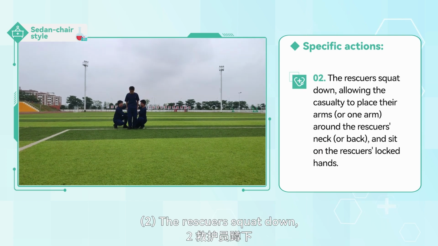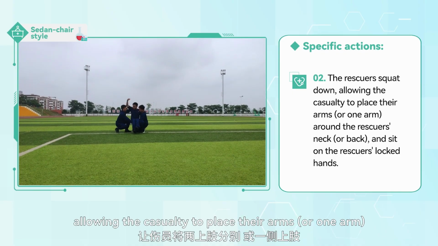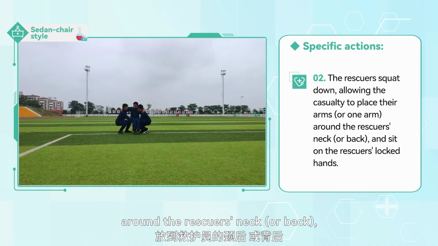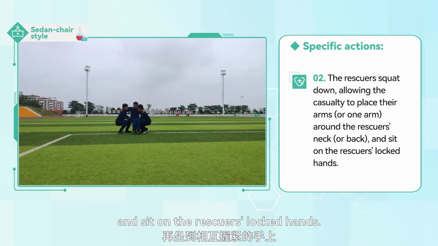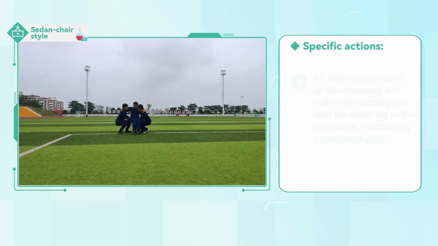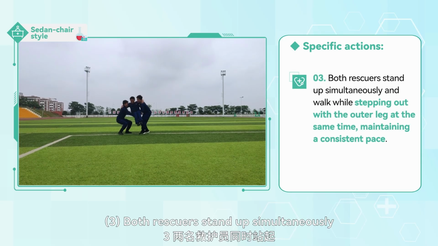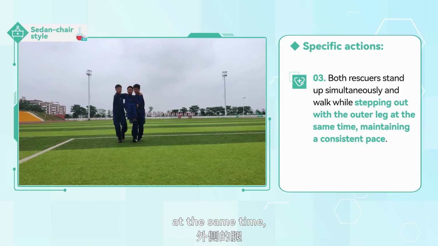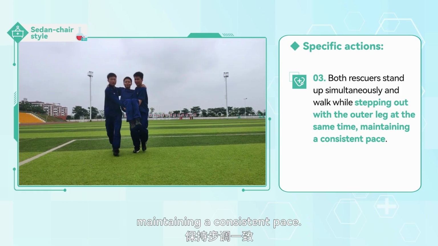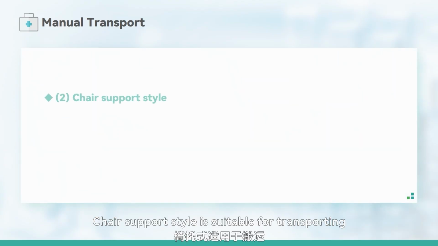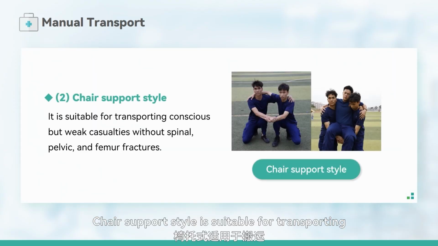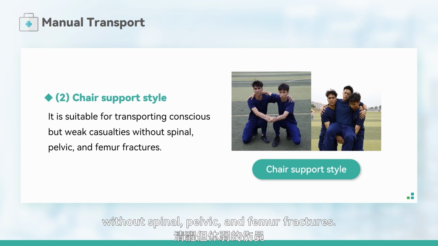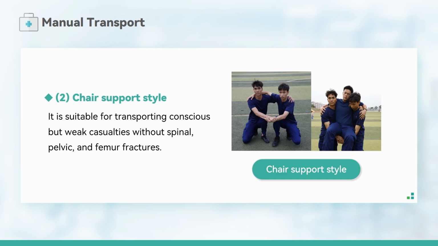2. The rescuers squat down, allowing the casualty to place their arms, or one arm, around the rescuer's neck, or back, and sit on the rescuer's locked hands. 3. Both rescuers stand up simultaneously and walk while stepping out with the outer leg at the same time, maintaining a consistent pace. Chair support style is suitable for transporting conscious but weak casualties without spinal, pelvic, and femur fractures.